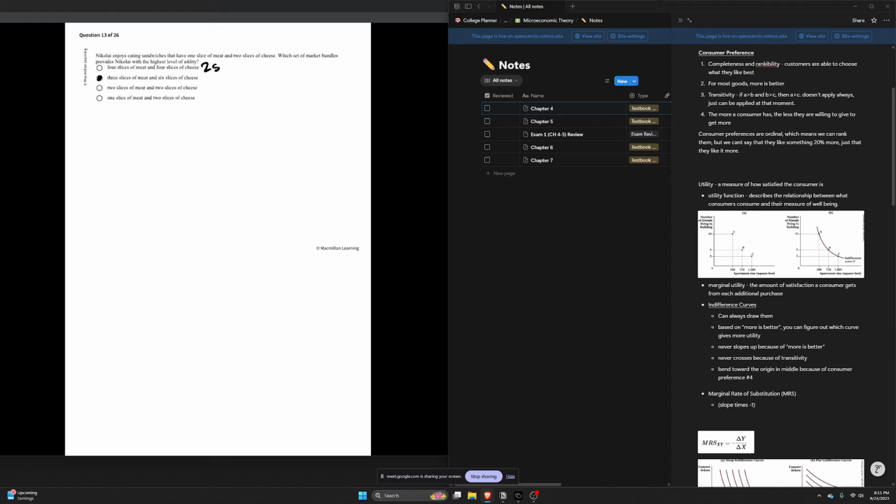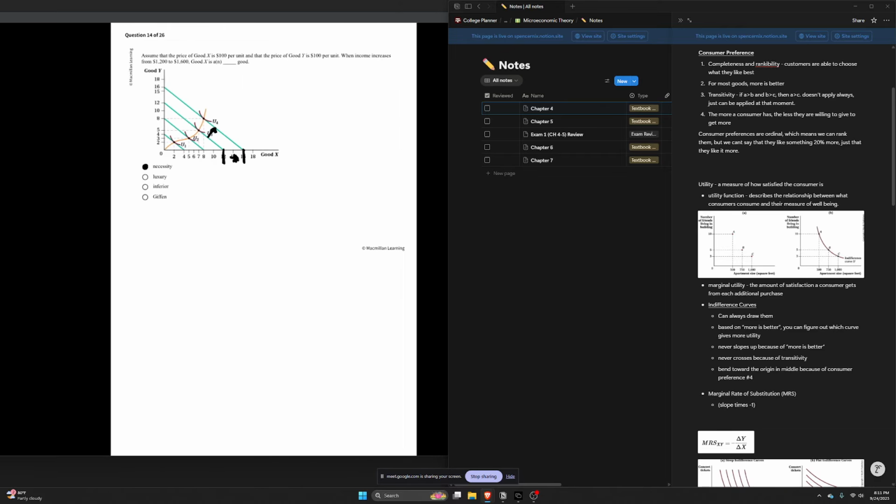If you have 3 slices of meat, 6 slices of cheese, you can make 3 complete sandwiches. If you have 2 slices of meat, 2 slices of cheese, you can make 1 complete sandwich. And if you have 1 slice of meat, 2 slices of cheese, you can make 1 sandwich, right? So which one of these can you make the most sandwiches with? Which one is he going to be happiest with? It's B. All right.